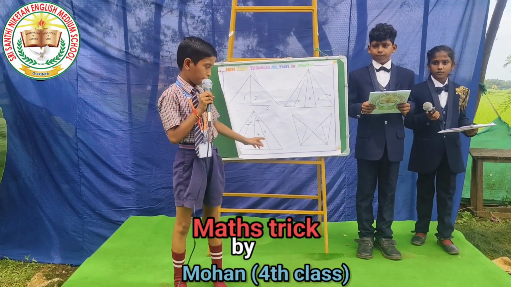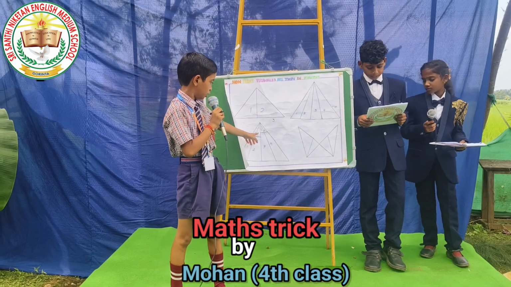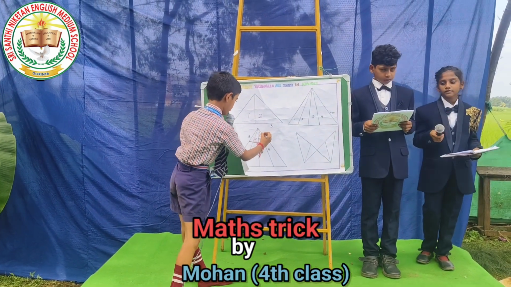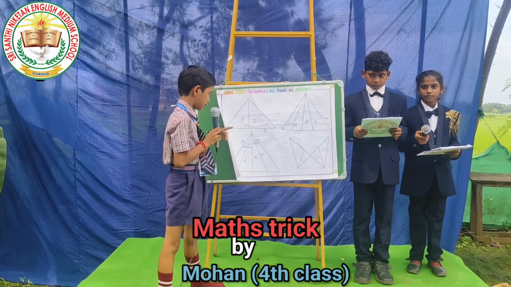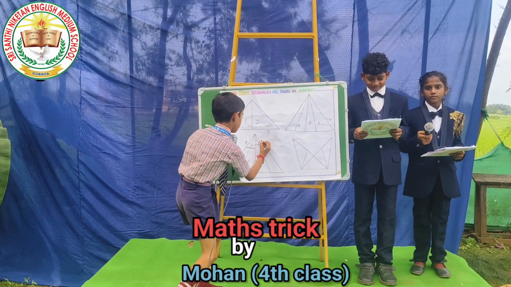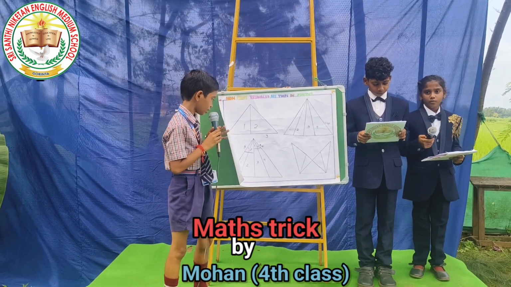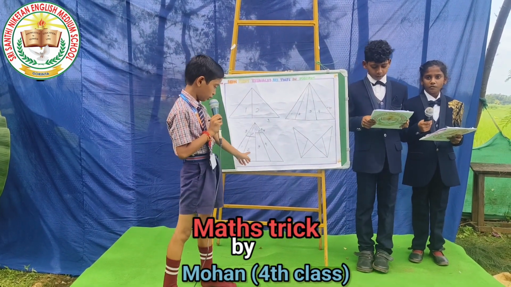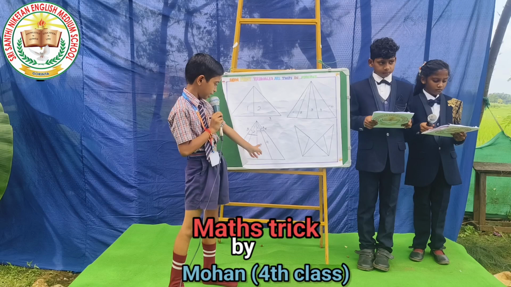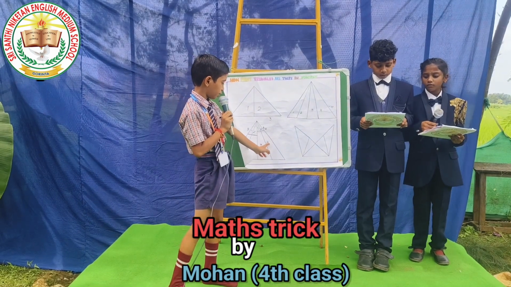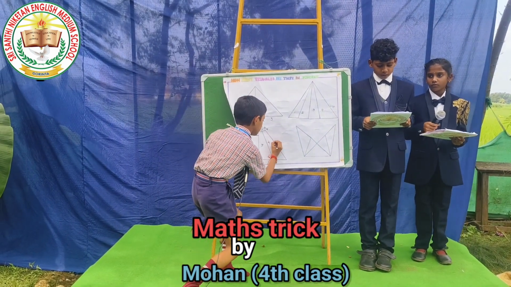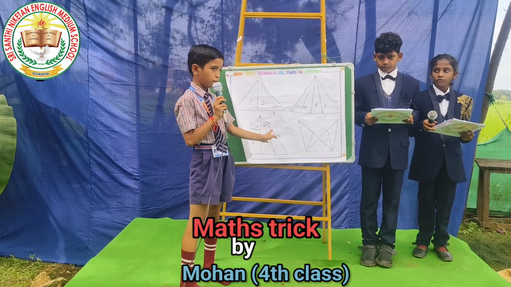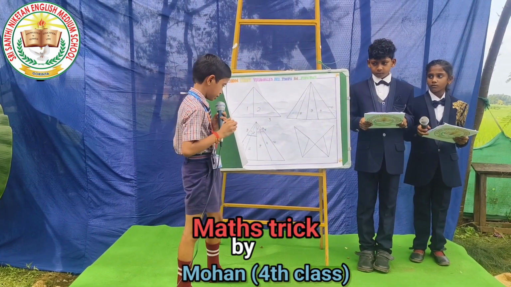First, count the upper triangles. 1 plus 2 is equal to 3. 3 plus 3 is equal to 6. Then count the lower triangles. 1 plus 2 is equal to 3. 3 plus 3 is equal to 6. 6 plus 4 is equal to 10. 10 plus 6 is equal to 16 triangles.